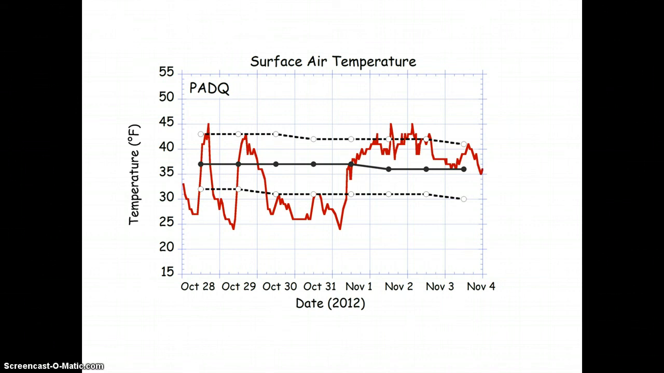But just guessing, this is probably not something that's usual for Kodiak during the November time period, just knowing that these are winter months, for it to stay pretty consistently warm between 35 and 45 degrees is probably not too typical for the Kodiak region this time of year.